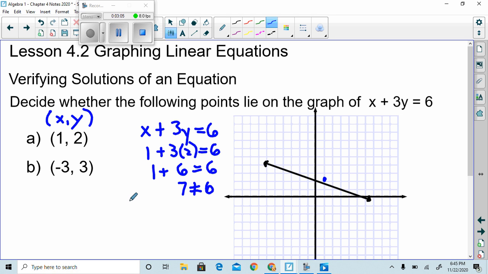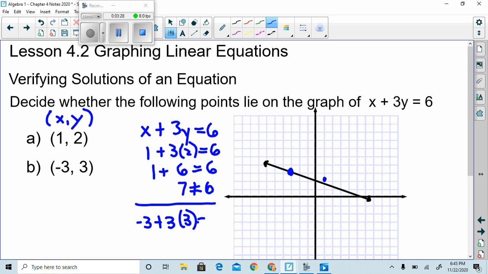Let's try our second point. We'll do that first by graphing. We'll go to negative 3, 1, 2, 3, and up 1, 2, 3, and it does look like that falls right on the line. But what if I made an error in graphing? Let's double check that algebraically. x is now negative 3, and y is a positive 3.